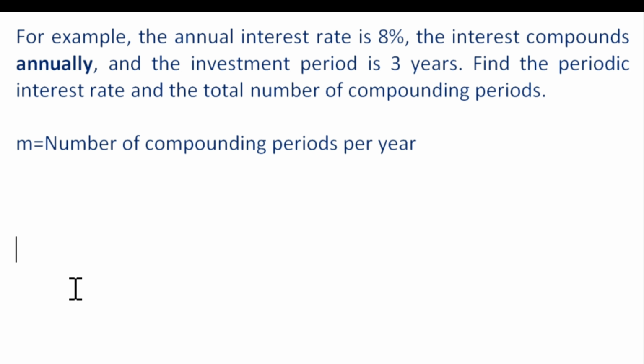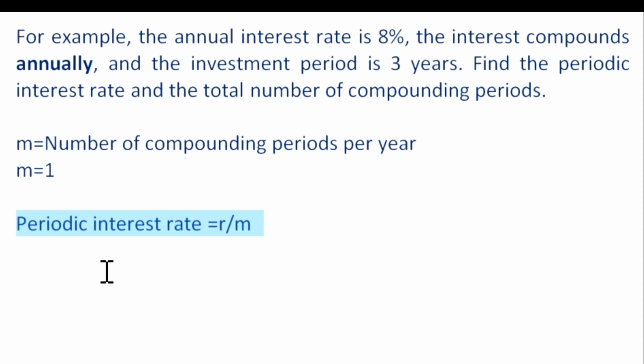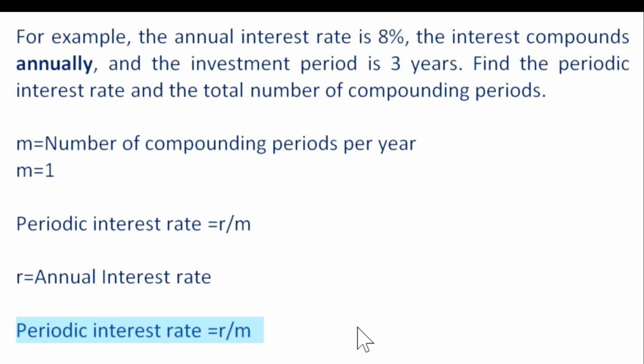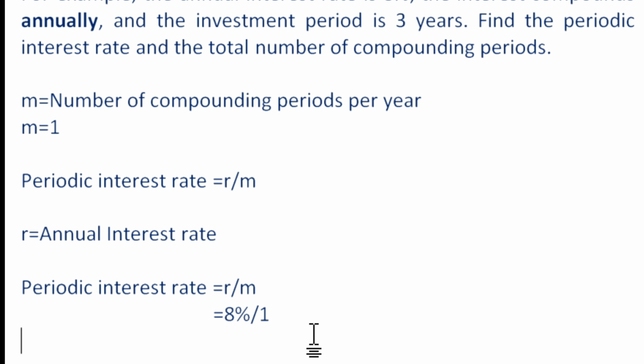So here the interest compounds annually. It means the interest compounds one time per year. So M equals 1. Now periodic interest rate equals R divided by M. R means annual interest rate. M is 1. So periodic interest rate in this case is 8%. The annual interest rate and periodic interest rate are same here because the interest compounds annually.